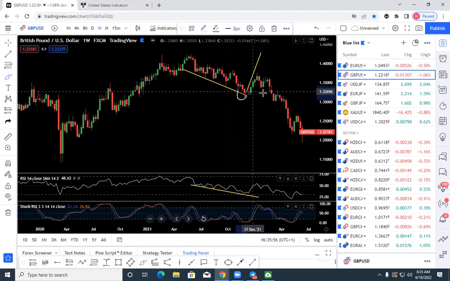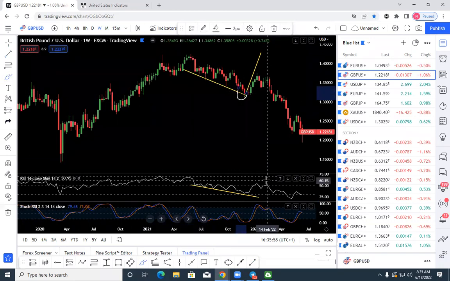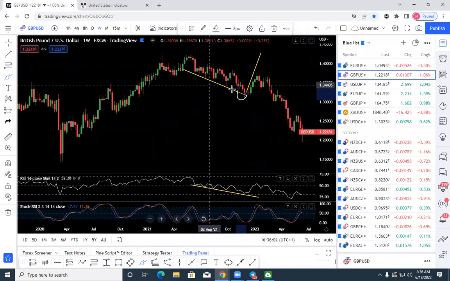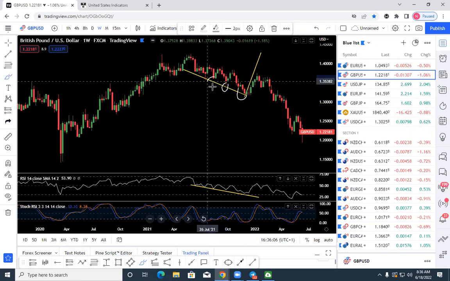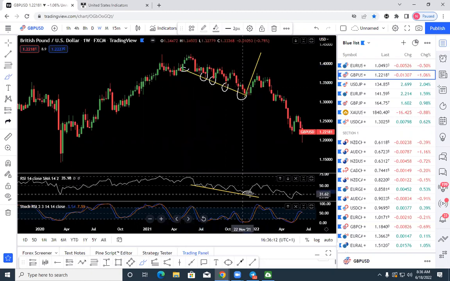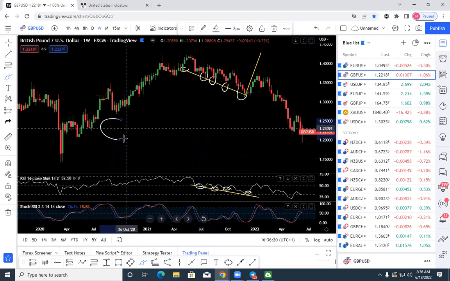Divergence is supposed to be lower low here and higher low here for us to catch this move to the upside. But what do you see here? This low is lower than this one. This low is lower than this one. The same thing here. Lower low, lower than this one. Can you see? This is what is called a convergence, okay?